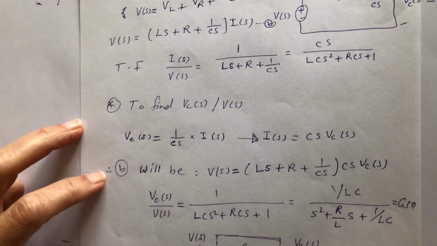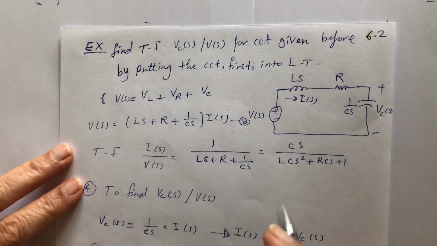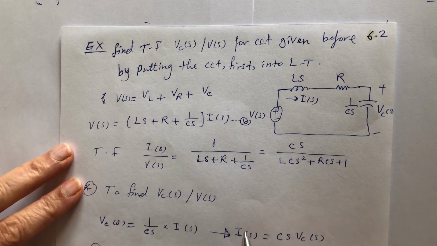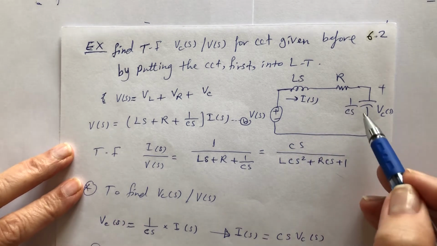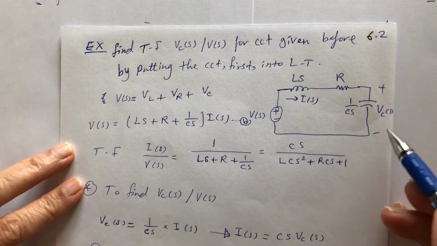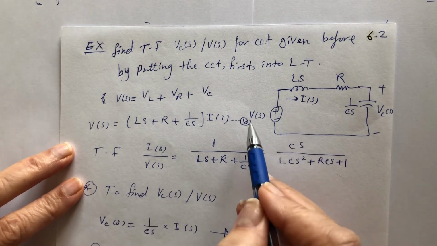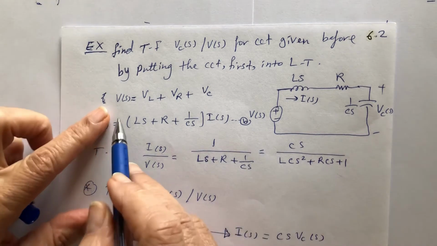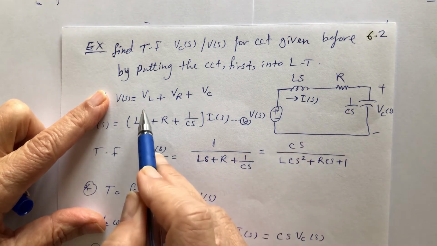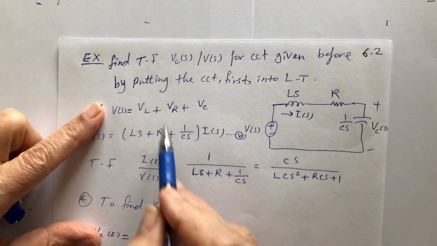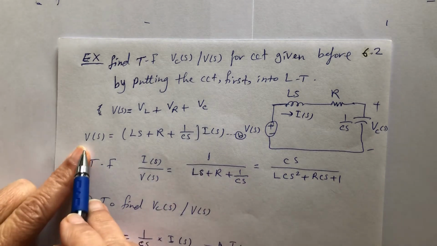The easier way to deal with this circuit is to put it into the Laplace transform from the beginning. So L will be Ls, R will be the same, the capacitor will be 1 over Cs, this is Vc of s, the current will be I of s, the input will be V of s. So I can say V of s equals the voltage across L, VL, plus the voltage of R plus Vc.